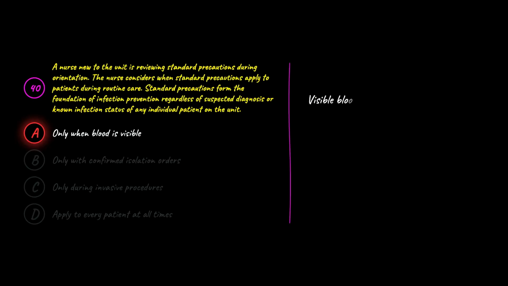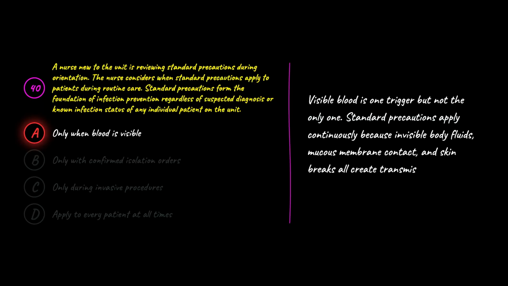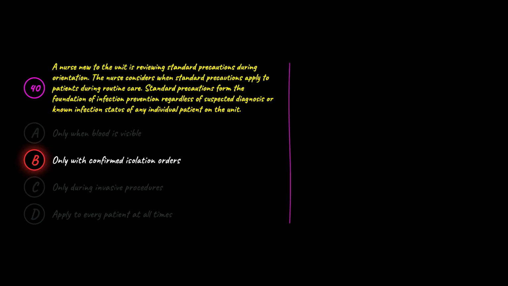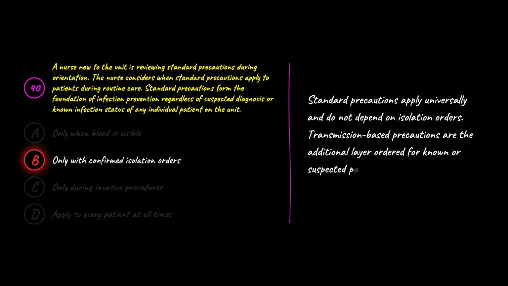A is wrong because visible blood is one trigger but not the only one. Standard precautions apply continuously because invisible body fluids, mucous membrane contact, and skin breaks all create transmission opportunities throughout daily nursing tasks. B is wrong because standard precautions apply universally and do not depend on isolation orders. Transmission-based precautions are the additional layer ordered for known or suspected pathogens, but standard precautions form the constant baseline.